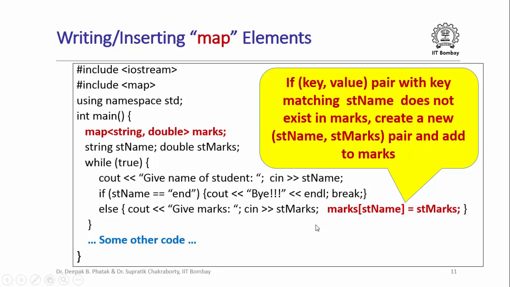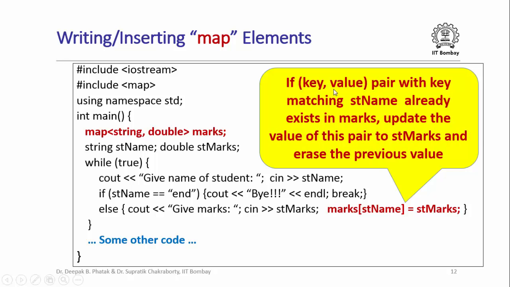So that's exactly what's happening here. If the key value pair with key matching stName does not exist in the map marks, then I'm going to create a new key value pair where the key will have the value stName and the value will have the value stMarks. I'll create this new pair and I'll add it to the map marks.